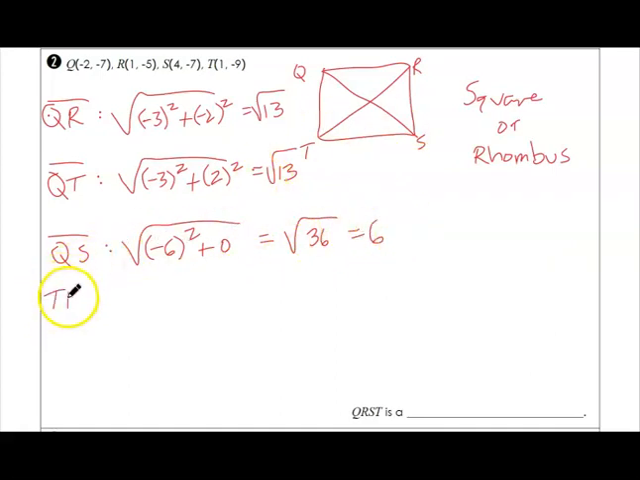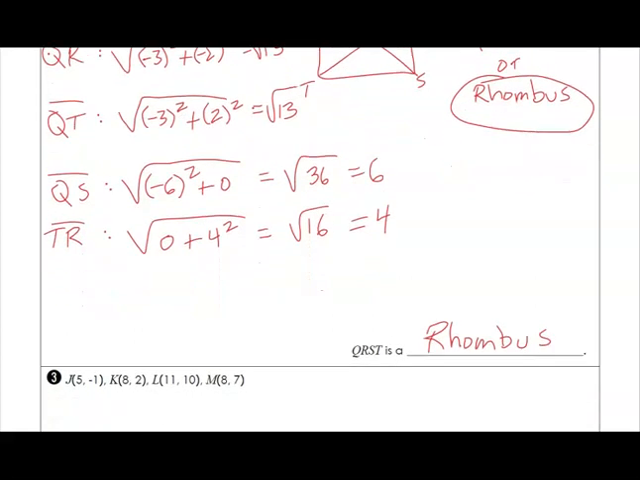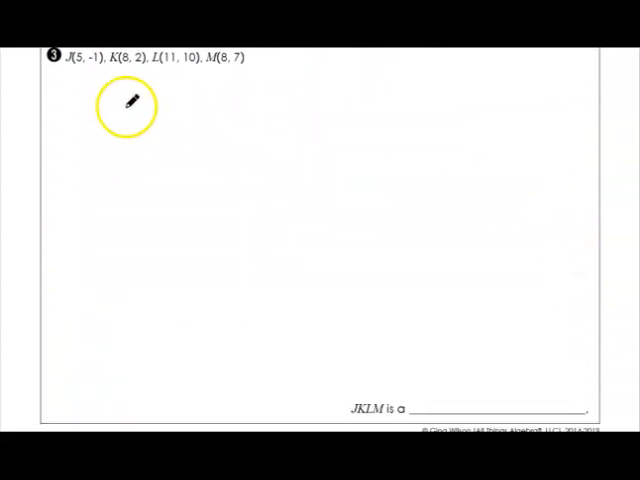And now let's check TR. 1 minus 1 is 0 squared, and -5 plus 9 is 4 squared, square root of 16, which is 4. Okay, so we narrowed it down to square or rhombus, but since the diagonals are not the same, it has to be a rhombus. And that's your answer for example number 2. All right, let's try number 3.